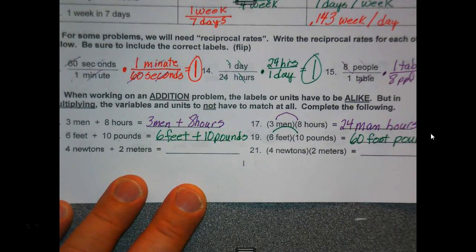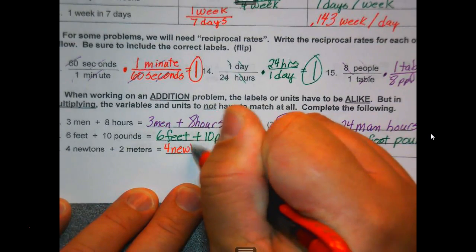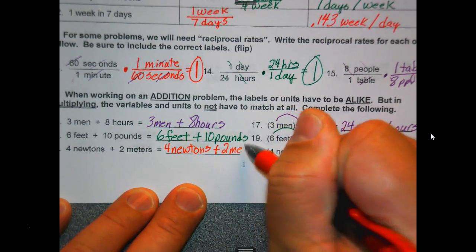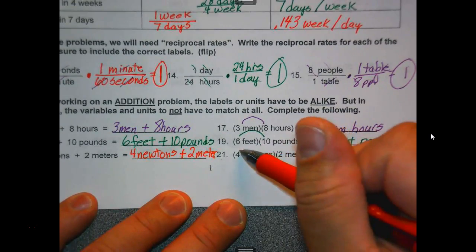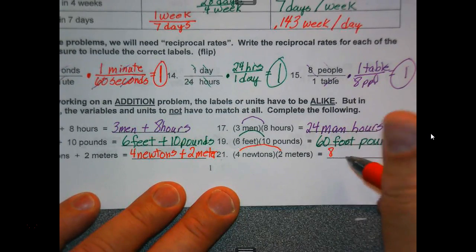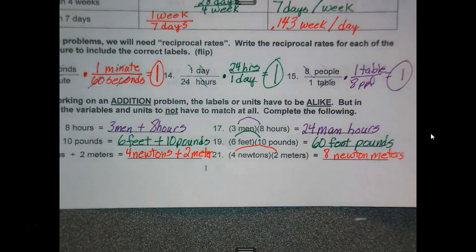Okay, 4 newtons cannot be combined with 2 meters, so you have to put them separate. However, you can multiply the 4 and the 2, get 8 newton meters. So this is setting you up for all kinds of stuff we're going to do in 1.7 dimensional.